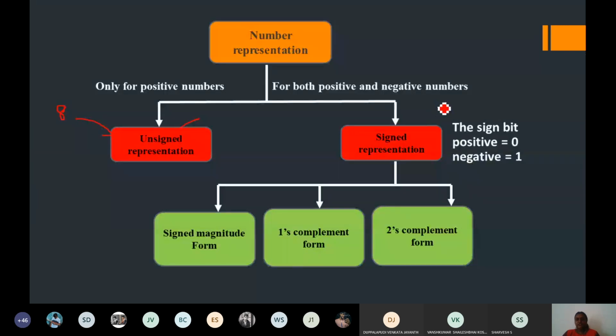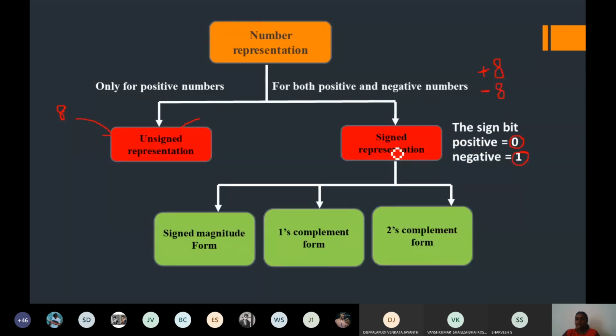But in case of signed representation, you have to make sure whether this 8 is going to be plus 8 or minus 8. If I am going to represent it as plus 8, for that I will be making use of 0 as the sign bit. If the sign bit is equal to 0, then it is positive. If the sign bit is equal to 1, then it is actually a negative number.